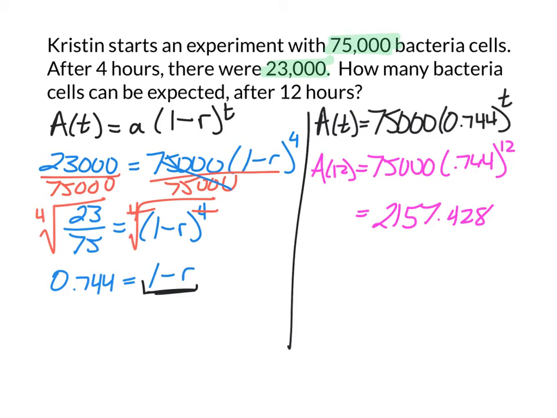Now, of course, we should answer the question within the context of the question. We're asked how many bacteria cells can be expected, and you're not really going to end up with 0.428 of a bacteria cell. So we'll just cut that off and call that 2,157 bacteria cells.